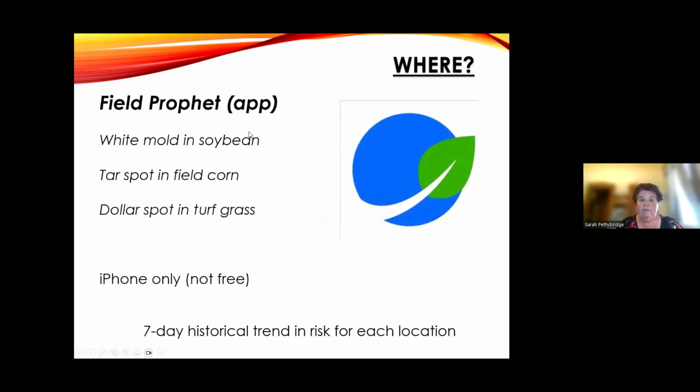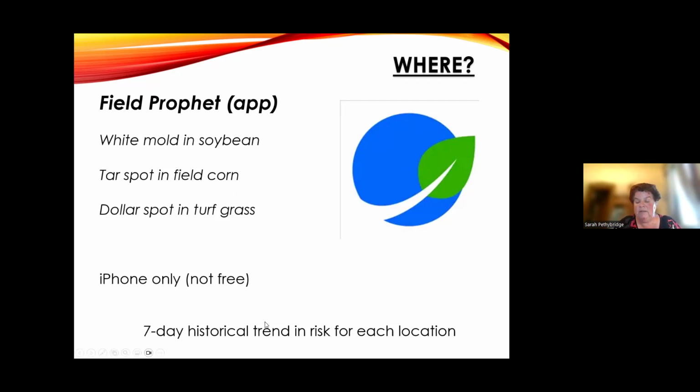There's another app that was also developed by the University of Wisconsin. It's called Field Prophet. And again, it's got a range of different crops, and it's all about trying to predict disease. One of those is white mold in soybeans, but you may have also heard about a new disease, tar spot in field corn. It also incorporates prediction of the risk of that disease. Now, it's only available for iPhone. It's not free, but it's only a small charge.